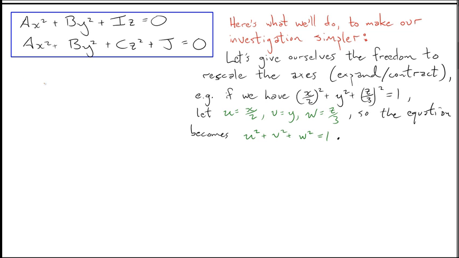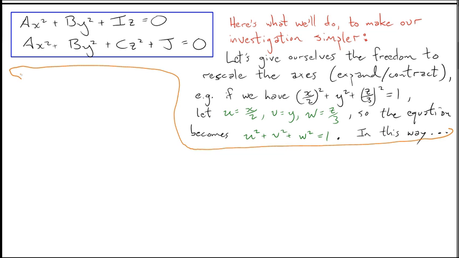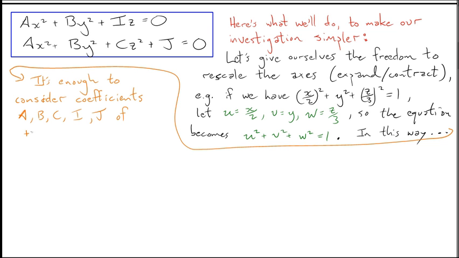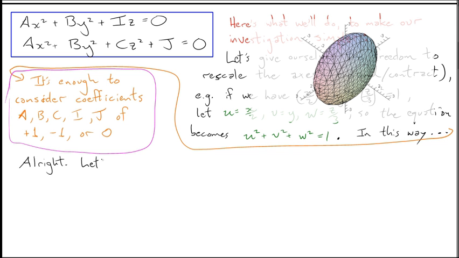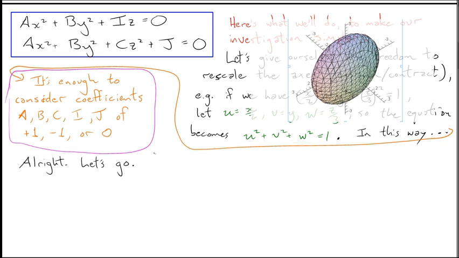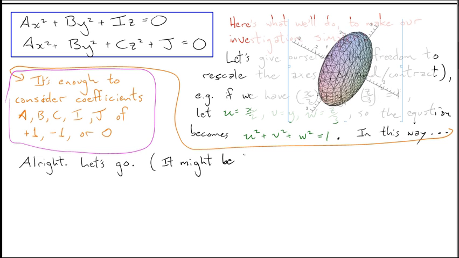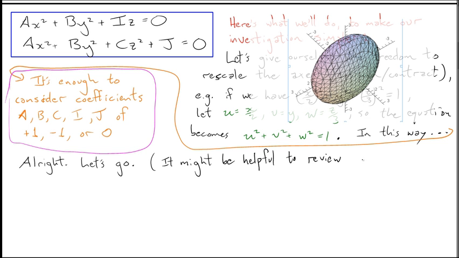So if we give ourselves the freedom to do this, just to get a feel for the different types of quadric surfaces that are out there, it's enough to just consider these coefficients, a, b, i, c, and j, to be plus or minus 1 or 0. And we could get any other values by stretching the coordinate axes. Now, let's go. Here, for example, is an ellipsoid, just rotated there.